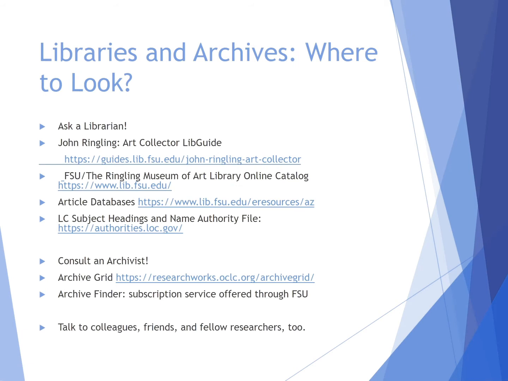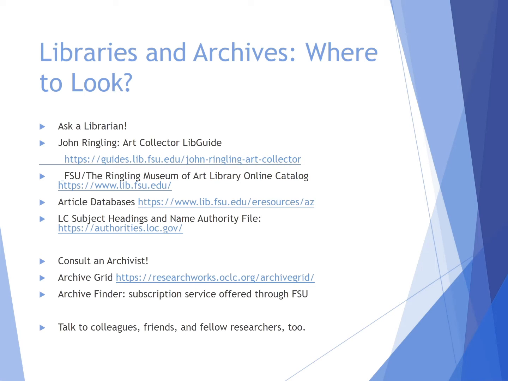So where are some places you can look to locate research material? You can ask a librarian. Librarians are happy to assist with research requests and typically can be reached through online chat, email, telephone, or in person, depending on the institution. Subject LibGuides, like the one on John Ringling the Art Collector, are a great tool to help researchers find books, articles, and other resources for information on your subject.